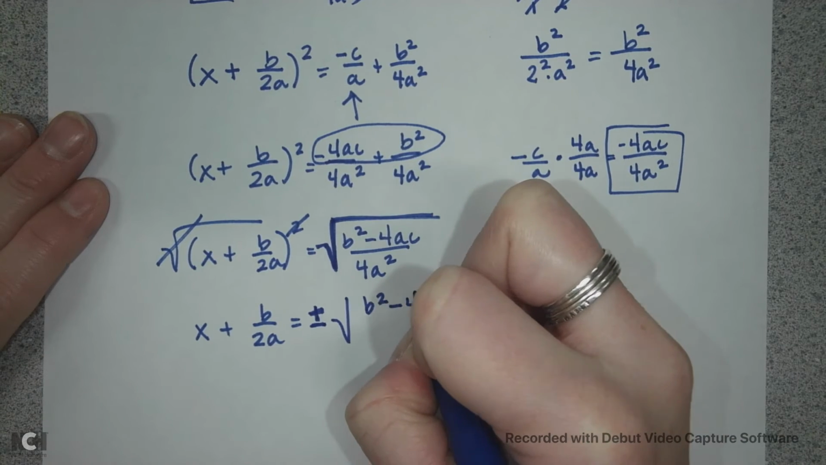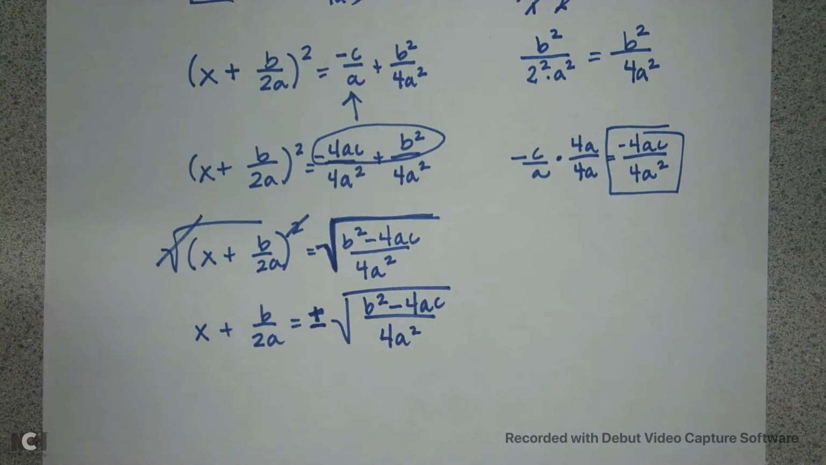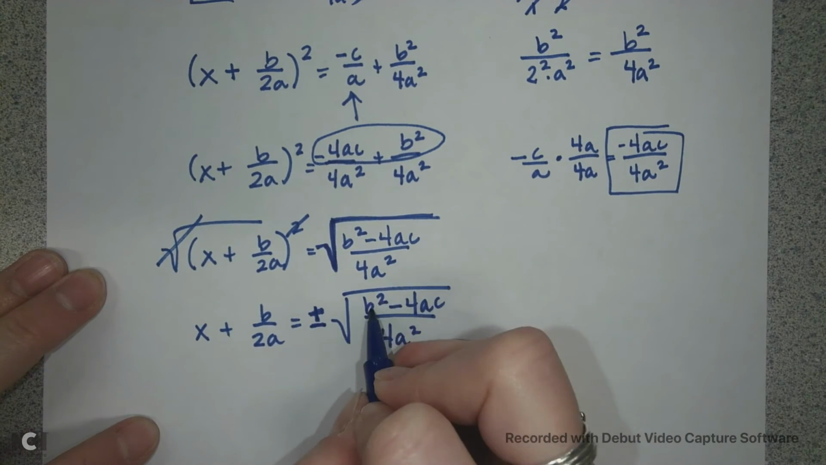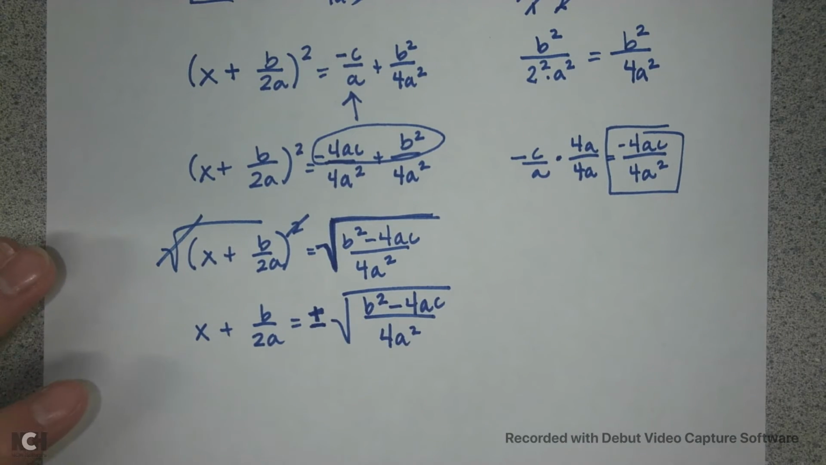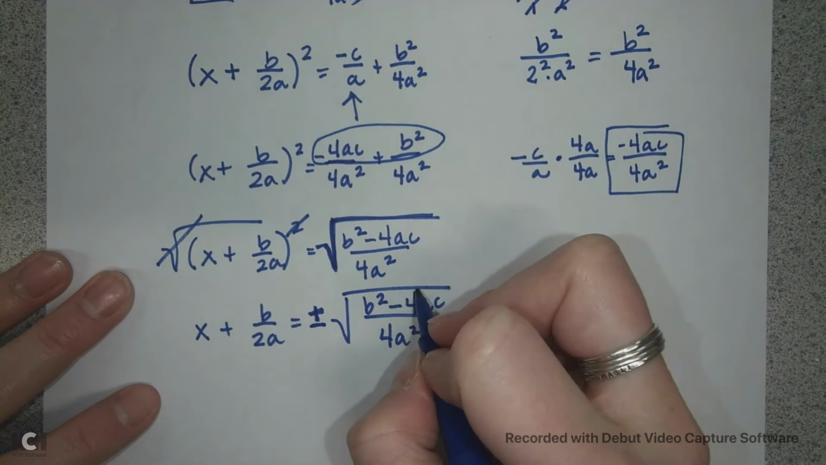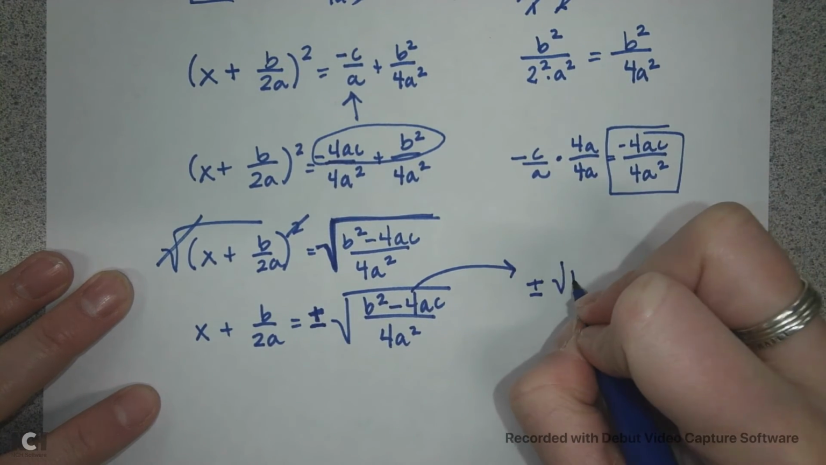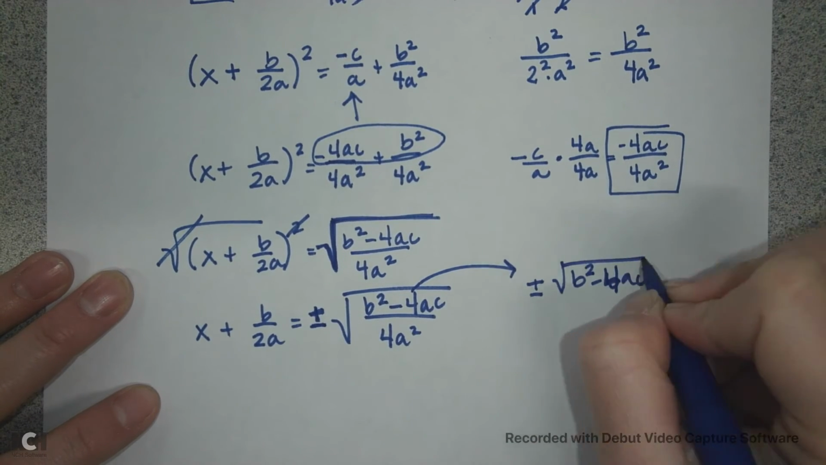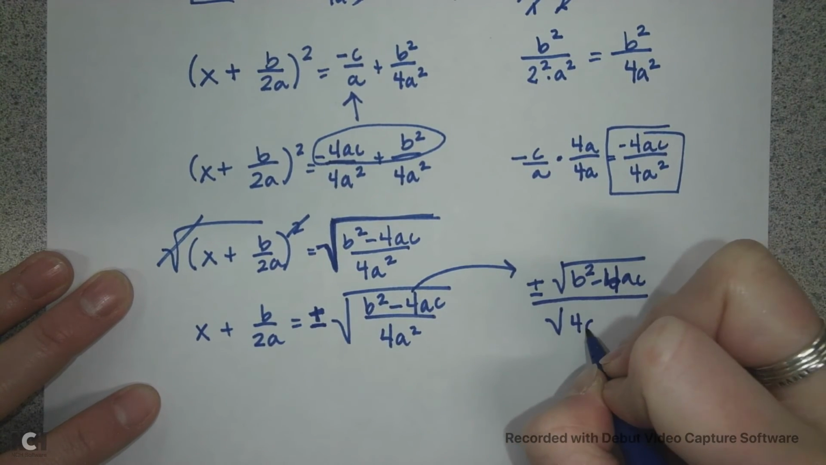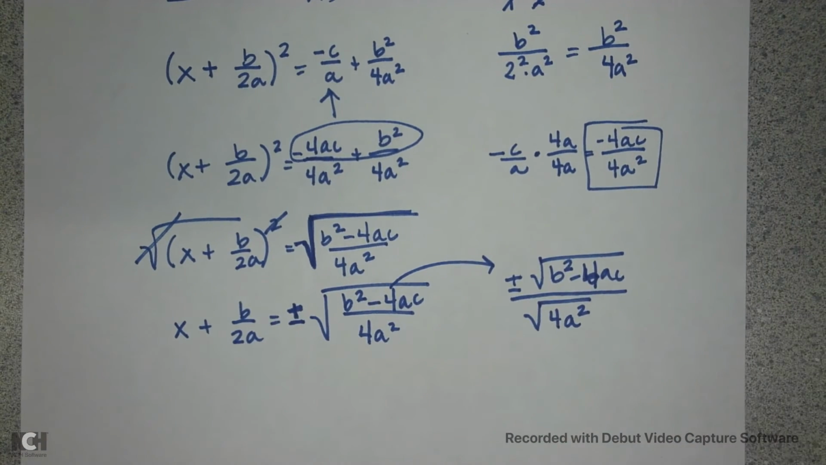Okay, so we've got b squared minus 4ac over 4a squared. Now, if you notice, the top of our fraction looks kind of bananas, and the bottom of our fraction looks nice, like I could actually square root it. So we're really going to break off this section. We're going to keep our plus minus, and we're going to keep the top, b squared minus 4ac, over the square root of 4a squared. So we're just separating our radical a little bit more.